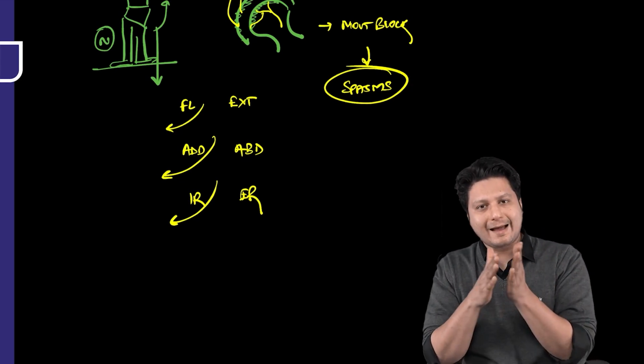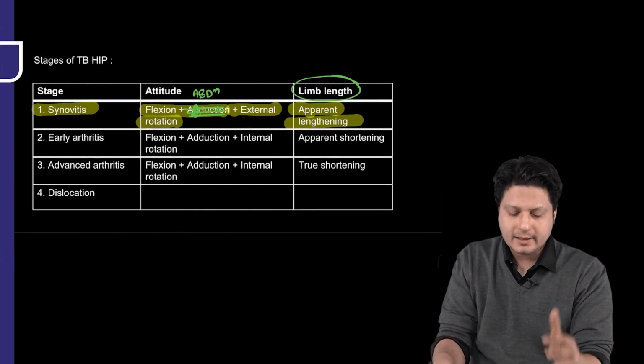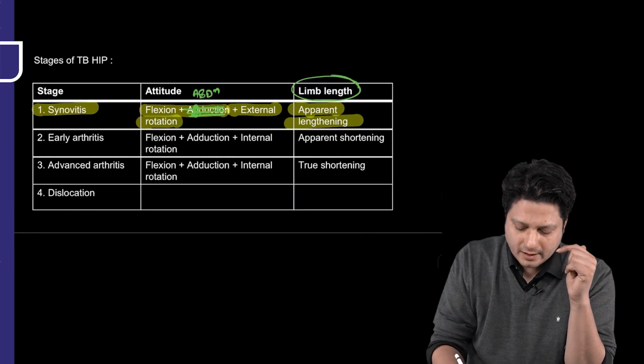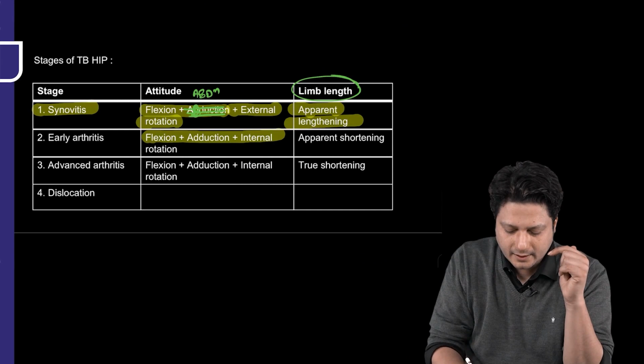So the patient will acquire the attitude of, in case of a stage of early arthritis, flexion, adduction and internal rotation.